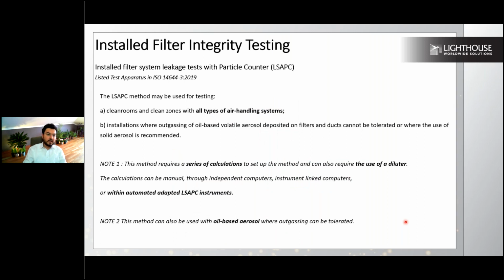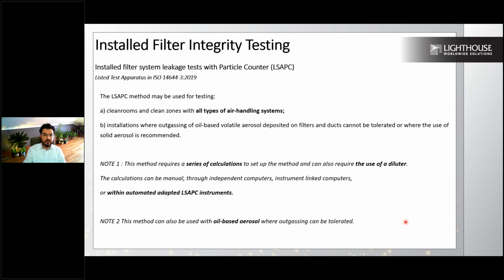That's why the standard defines the laser scattered airborne particle counter method, which may be used for testing clean rooms and clean zones with all types of air handling systems. It is used in installations where the outgassing of oil-based volatile aerosol deposited on filters and ducts cannot be tolerated, like in the electronic industry, or could be a pharmaceutical application nowadays, or where the use of solid aerosol is recommended.